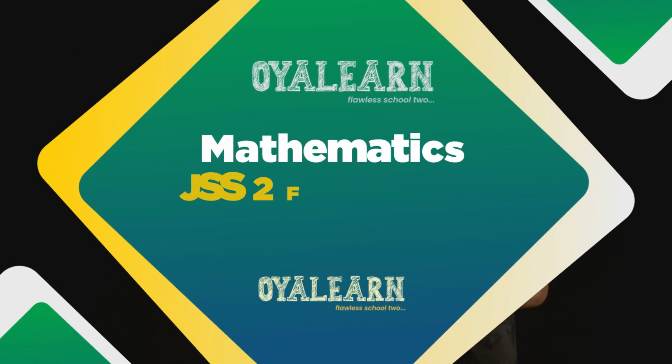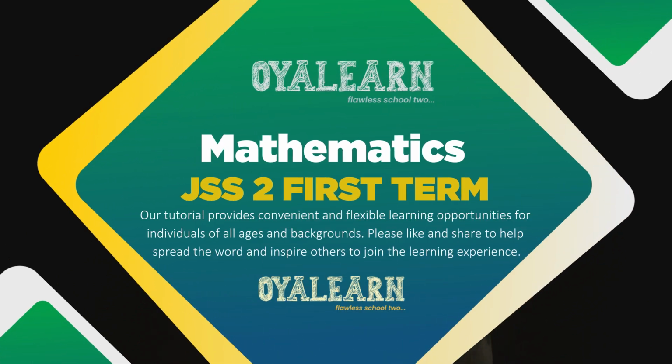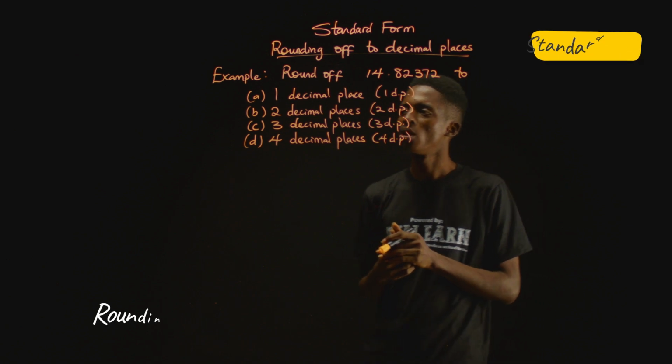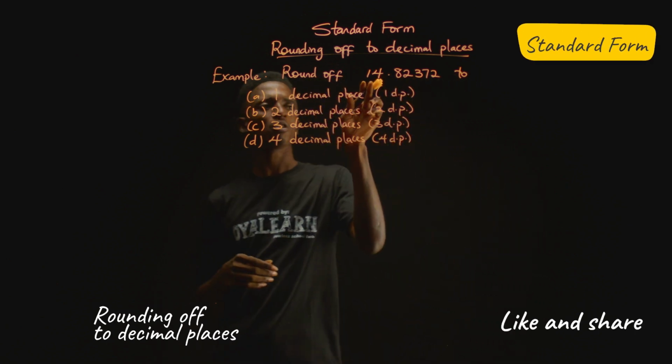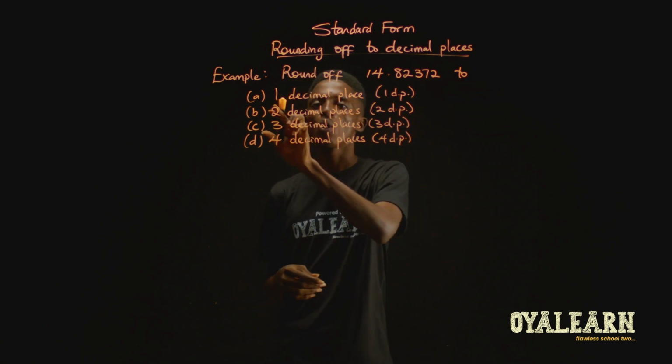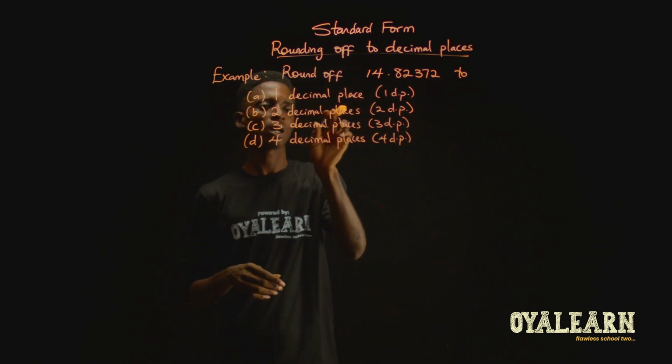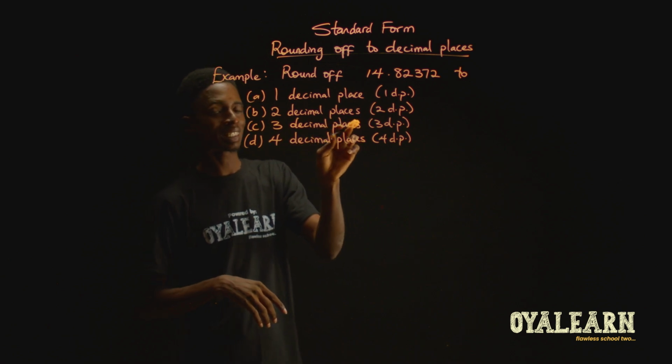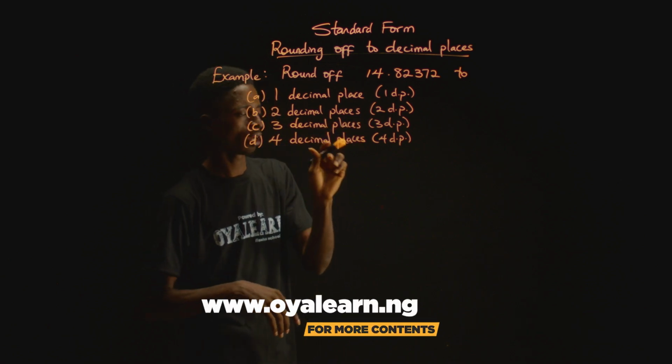Hello, let us learn how to round off to decimal places using this example. So in this example, we are to round off 14.82372 to 1 decimal place, 2 decimal places, 3 decimal places, and 4 decimal places.